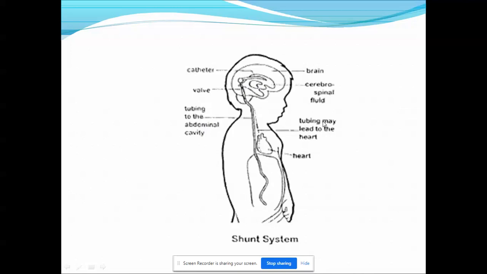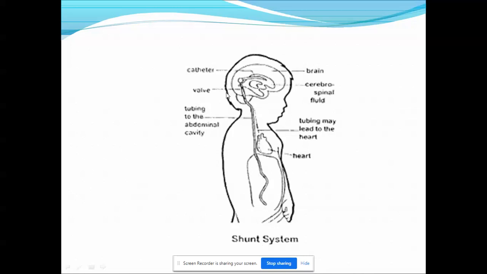This is your heart, and the tubing may lead to the heart. So what will happen when we are putting the shunt? This kind of surgery will be required. So in this surgery, what will the doctor do? The doctor will put one kind of shunting system inside the body of the baby.